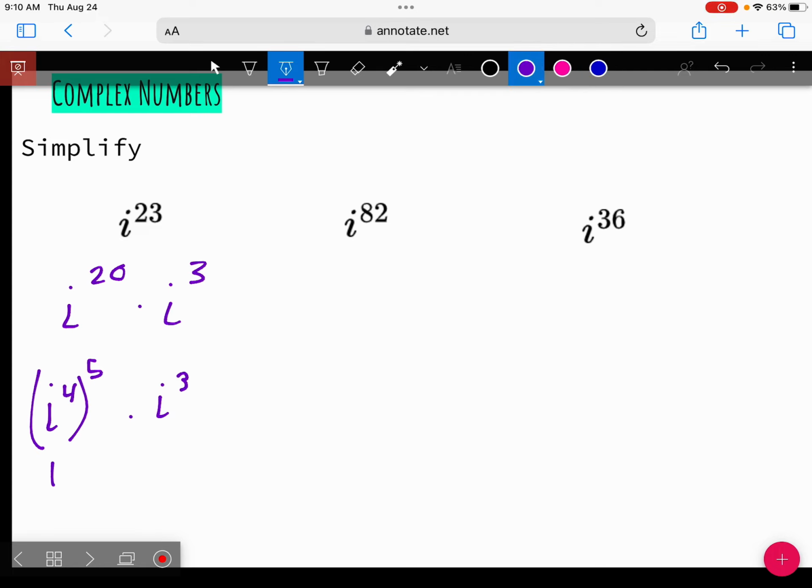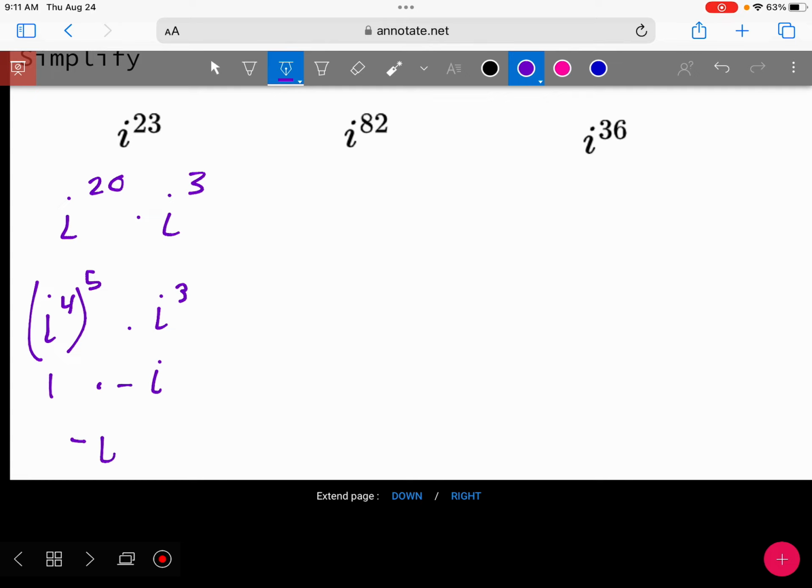i cubed is negative i. So that's what we did on the previous page. You can also think of it as i squared times i. i squared is negative 1. So this becomes negative i. So our answer is negative i. That's our answer on that one. So it simplifies down to negative i. So pull out as many 4s as we can. i to the 4th equals 1, and it gets a whole lot of stuff out of the way.